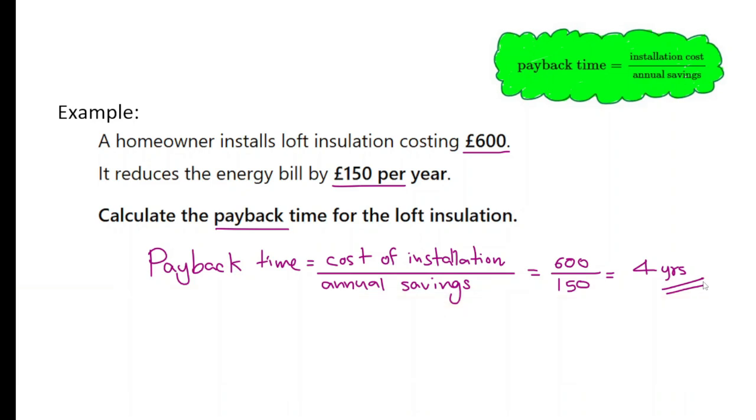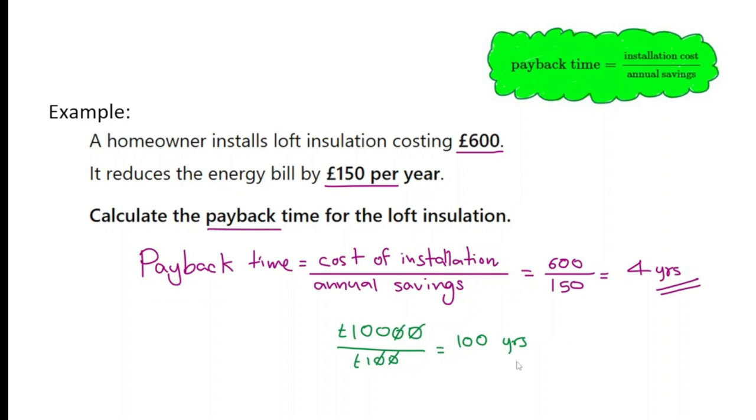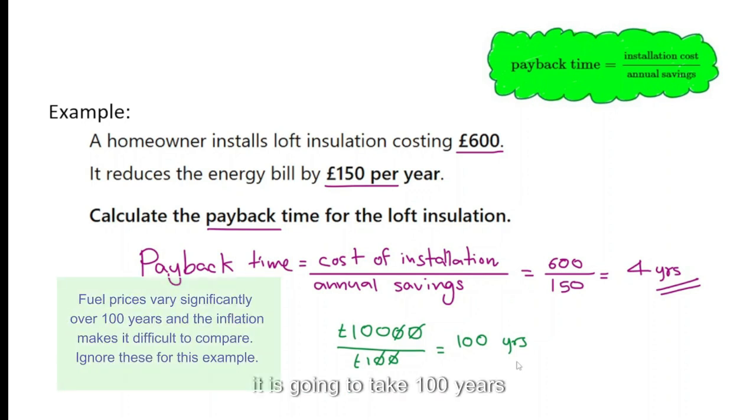Now, let's say in a different example, the cost of installation is £10,000 and it's going to save £100 a year. Now, you divide it and you can see it is going to take 100 years to cover the cost. Now, that's not really worth it. Who's going to be in the same house for 100 years? So, it's really not practical.